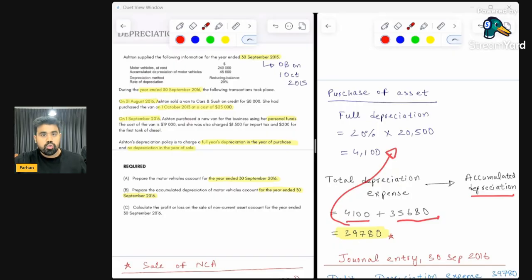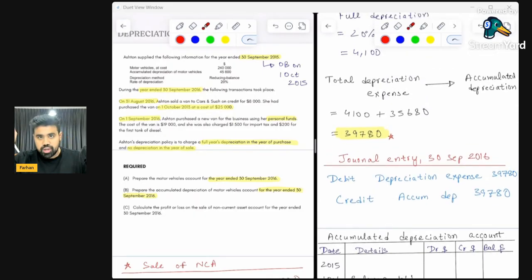Okay? You can see that I am not including the asset which we had sold because, as you understand, the requirement was to apply no depreciation for the asset which we had sold in the year of sale. So altogether, the total depreciation expense for the year ending 30 September 2016 is $39,780. Okay?